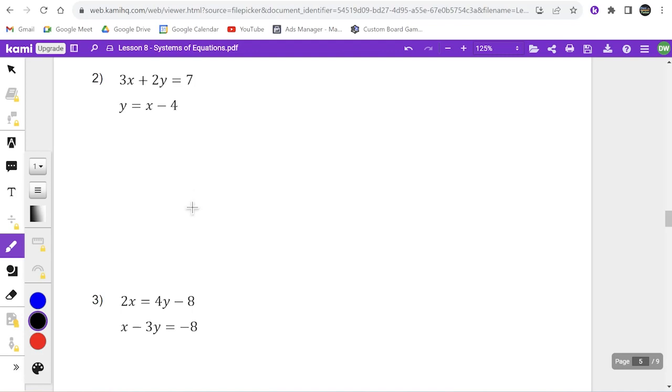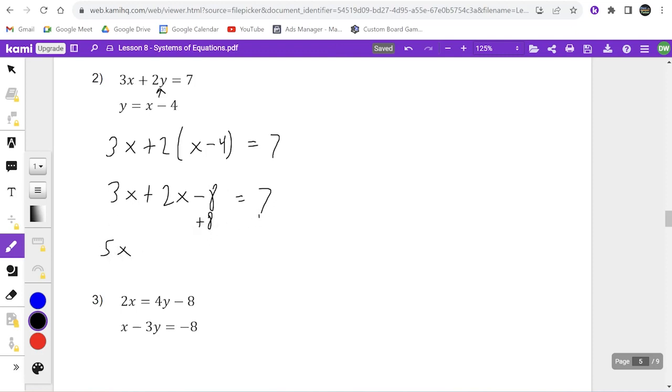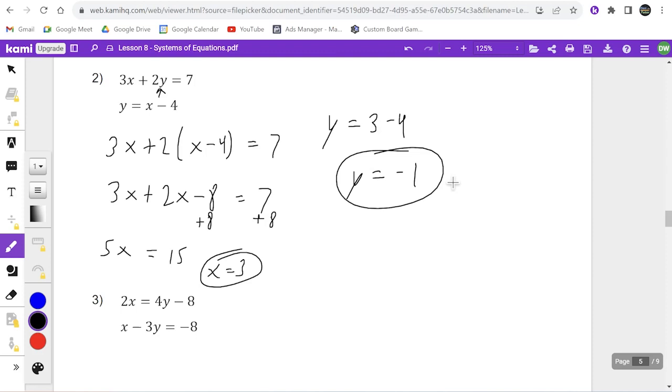I just finished. Excellent. So now, first thing I'm going to do is plug in y for the y right there. I'm going to get 3x plus 2 times the quantity, x minus 4, equals 7. And then it's going to be 3x plus 2x minus 8 equals 7 after I distribute the 2. Now I combine like terms, so 5x, and then add 8 to both sides. I'll get 5x equals 15. Looks like x equals 3. And then if I want to find y, y just equals x minus 4, so 3 minus 4. Looks like y equals negative 1. There's my solution, x equals 3, y equals negative 1.